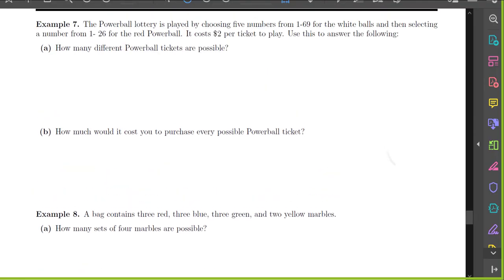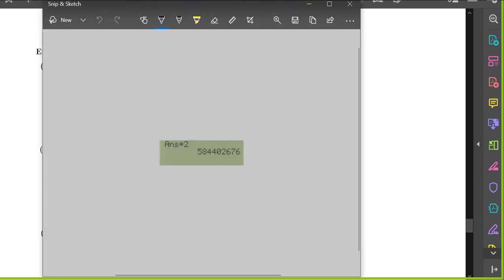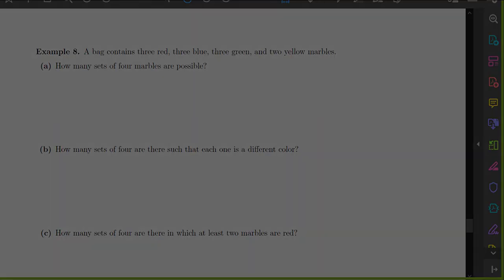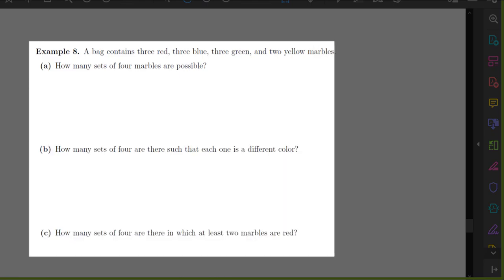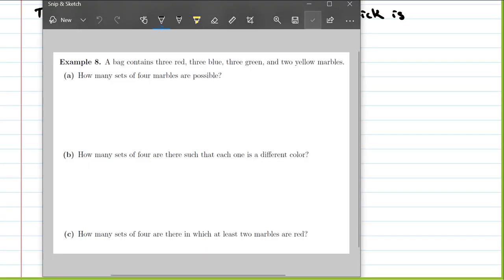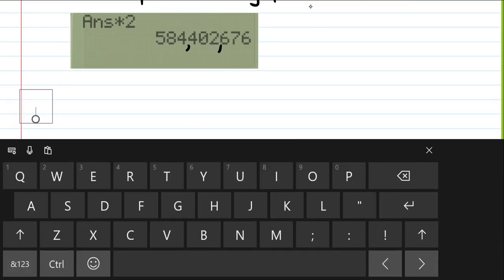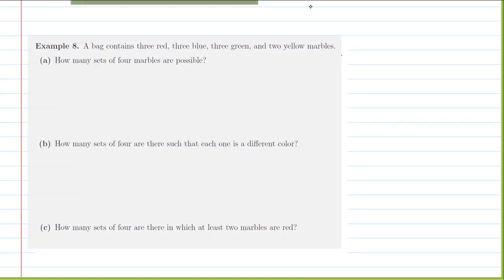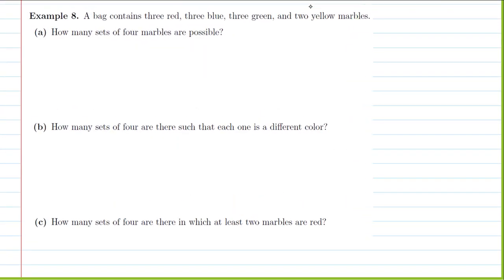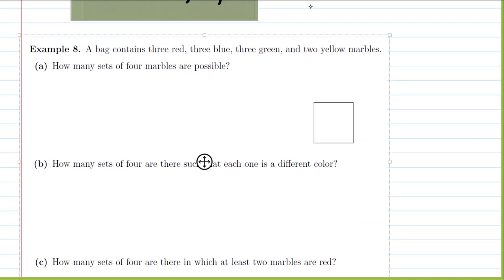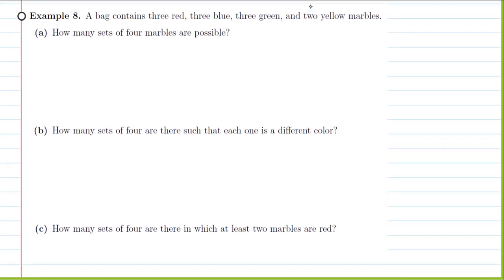All right, so let's move on to our next example and see if we can figure out what we're talking about this time. So we got to be very, very careful once again. And we want to talk about marbles this time. So a bag contains 3 red, 3 blue, 3 green, and 2 yellow marbles. How many sets of 4 marbles are possible?